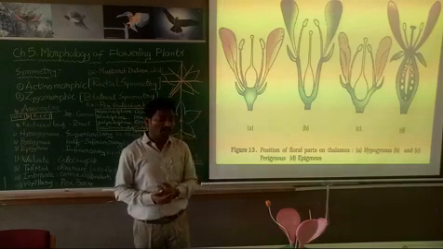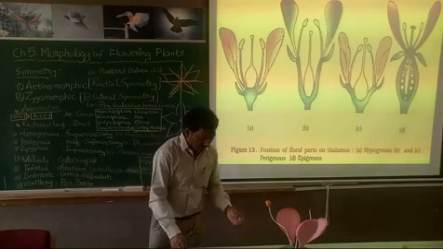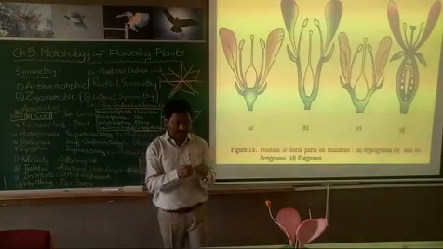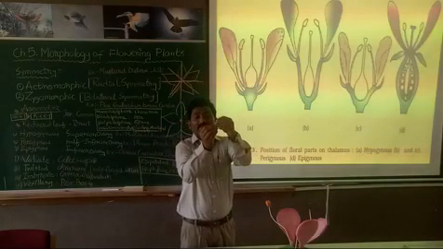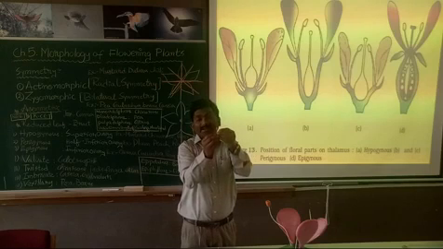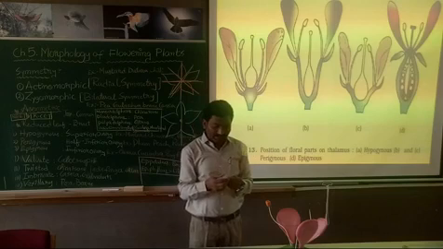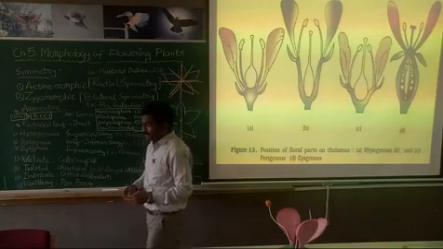So bract is a modified leaf in a plant. If the bracts are present, that nature is called bracteate. They are very tiny structures. Here you can see a bract example; even in the hibiscus flower you can see bracts. If the bracts are absent, then the nature is called ebracteate. Understood?